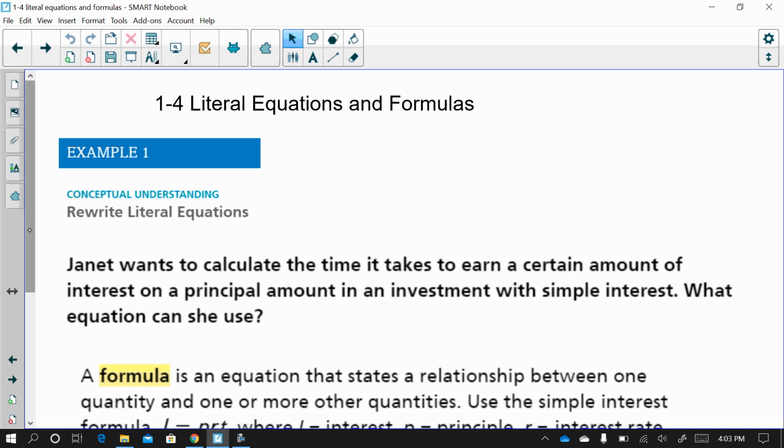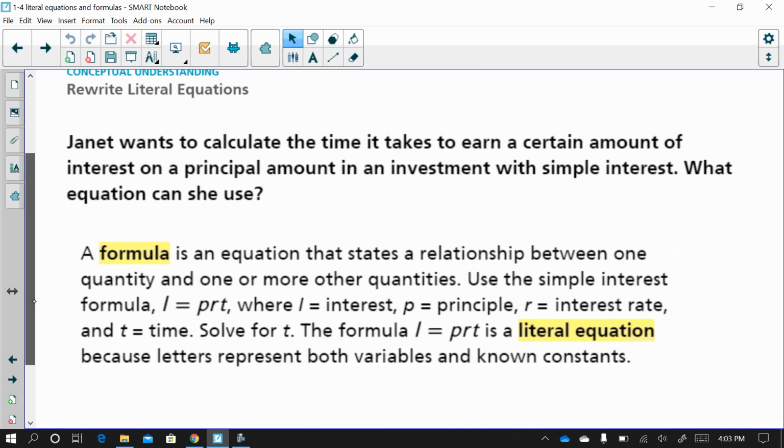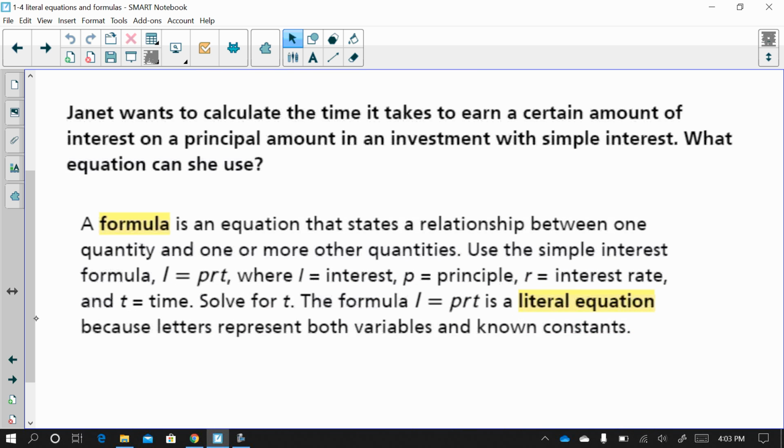So here's our first example. Janet wants to calculate the time it takes to earn a certain amount of interest on a principal amount in an investment with simple interest. What equation can she use?